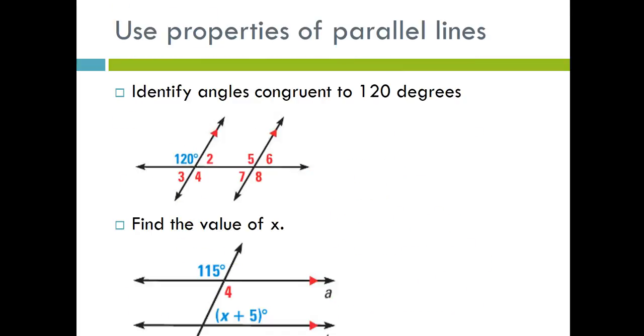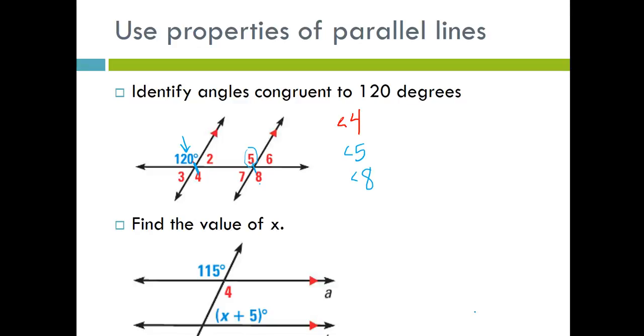Alright, so let's use the properties of our lines to find all of the angles. Identifying angles congruent to 120: angle 4 is 120 because that's vertical with the 120. Angle 5 is going to be 120 because 5 and this 120 are corresponding angles. The 120 is in the top left of this group, and the 5 is in the top left of that group. Then 8 would be 120 as well because it's corresponding with 4.